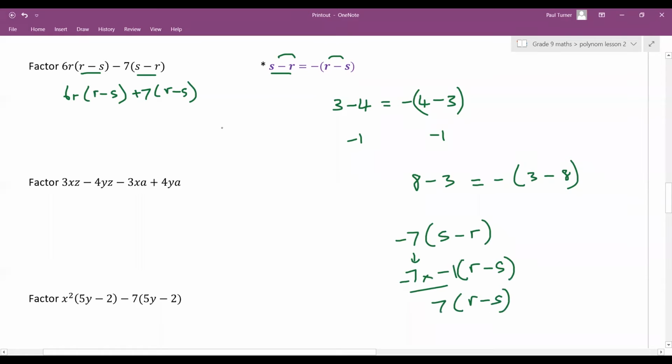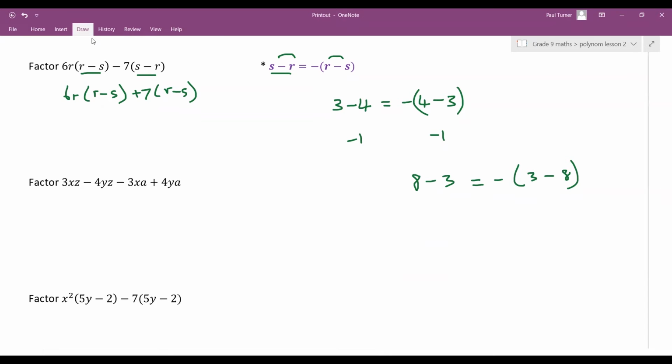You're not going to see that actually today in my questions. I didn't give you one like this, but be aware of this here. I'll give you some maybe a bit later when we do some more review. So I'll rub that out so we've got some space. Yeah, so this question here, 8 minus 3 is 5.